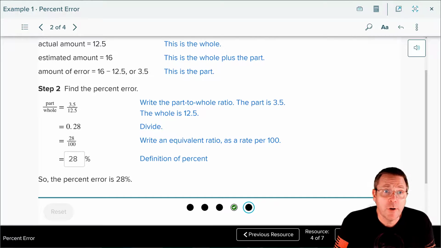Now that wasn't very hard, really, was it? You find the amount of the difference, and then you set it up as a ratio, part to whole, and divide it out.